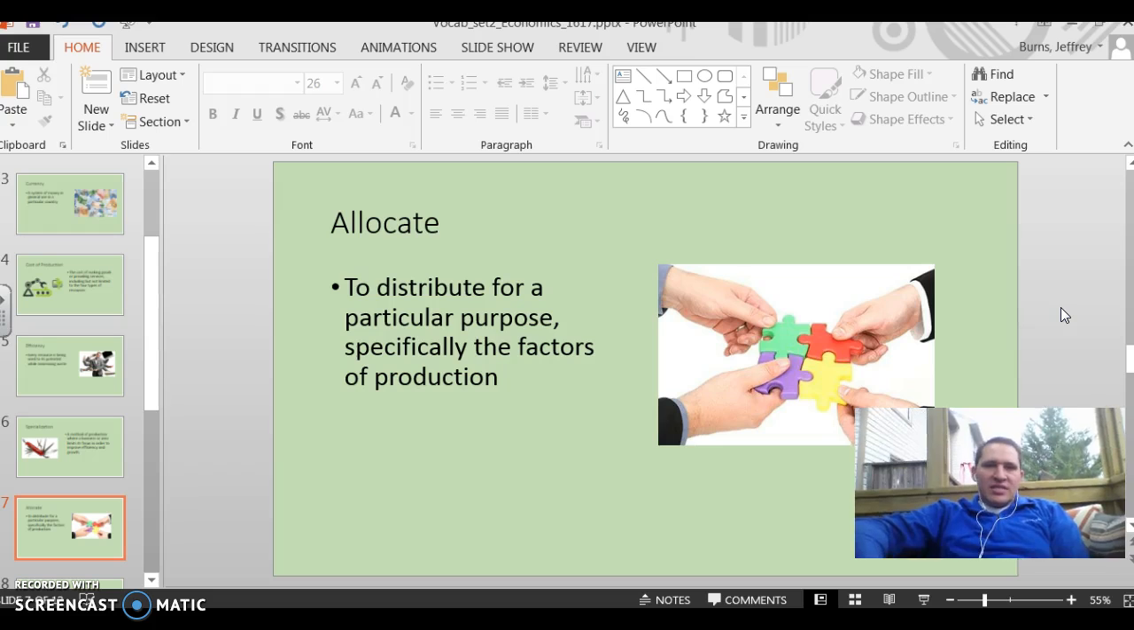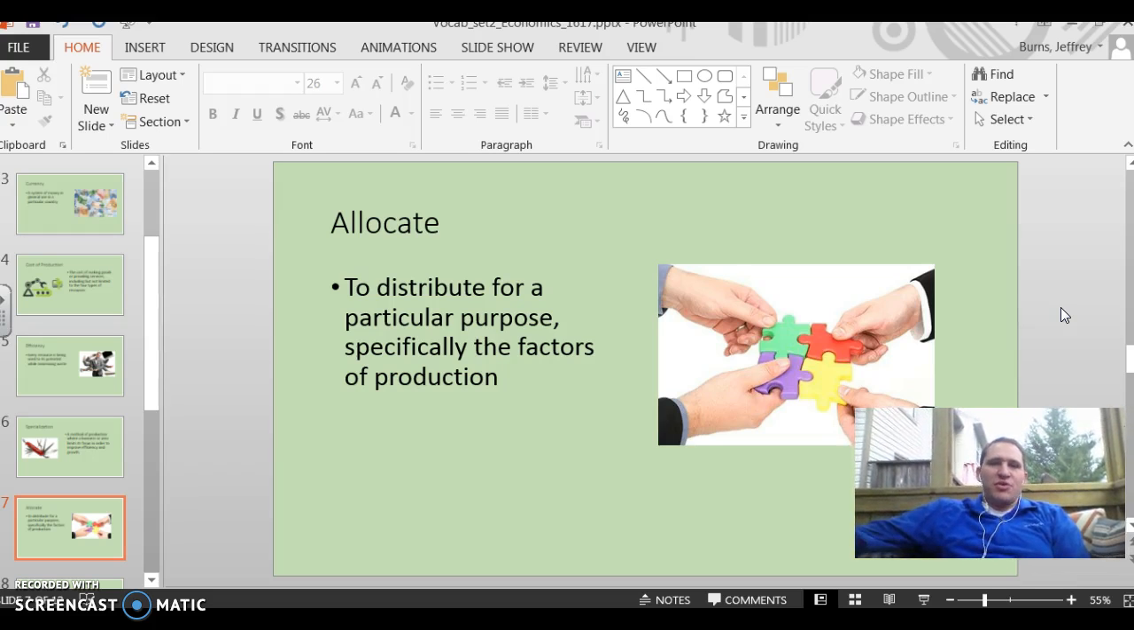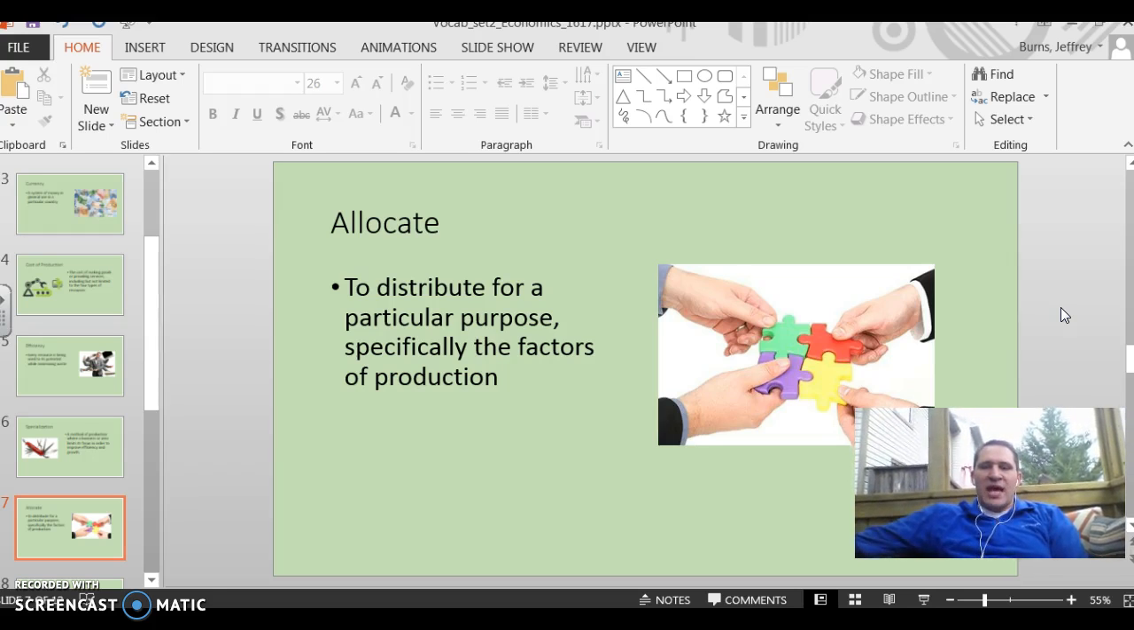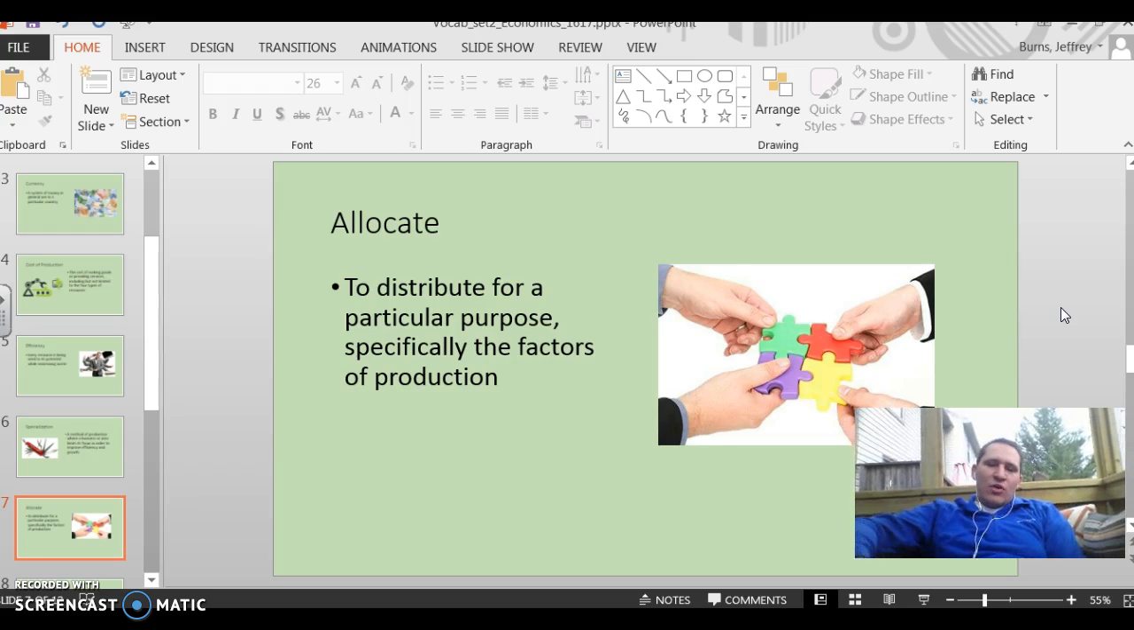The next word is allocate. The next definition is to distribute for a particular purpose, specifically the factors of production. So to allocate resources. You might have seen this somewhere on your study guide already in the first part of the unit, but allocate is to distribute, to divide out. So when it says allocating resources, you're going to use those resources for specific purposes.